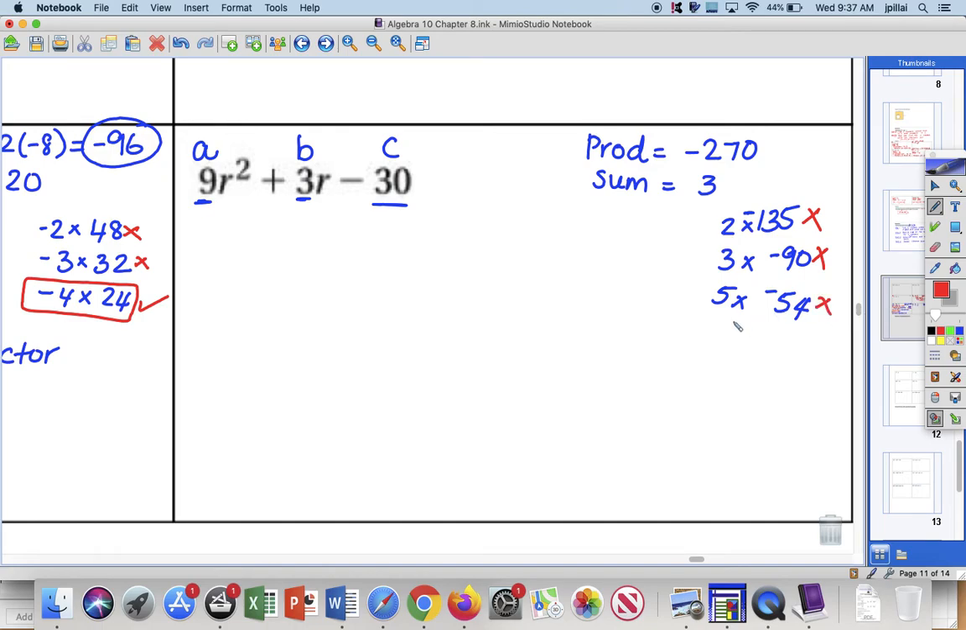6, we can do that. 6 times, and you can keep multiplying what you get. So 6 times, let's see if we get that. 6 times 4 is 24, 45. Okay, 6 times negative 45. And now that doesn't add to give you 3. So what we can do is, but I noticed this.